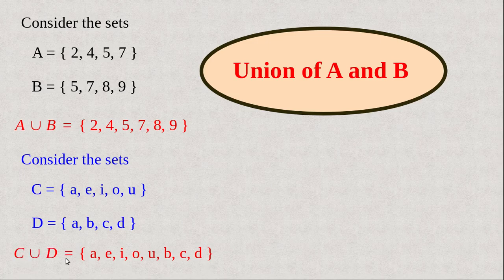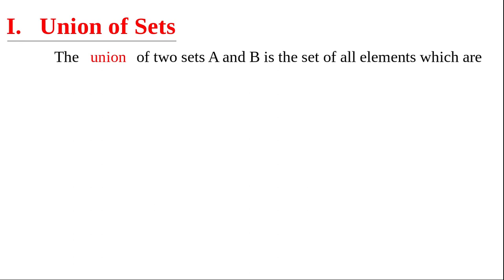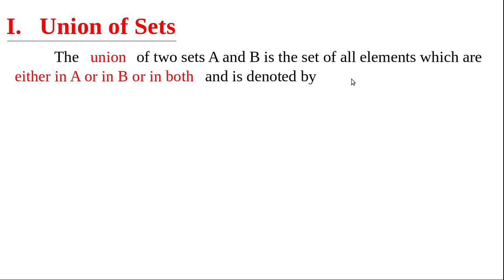Clear? I think what we mean by union is clear to you. Then take it down in your notebook. Write the subheading: union of sets. The union of two sets A and B is the set of all elements which are either in A or in B or in both, and is denoted by A ∪ B.